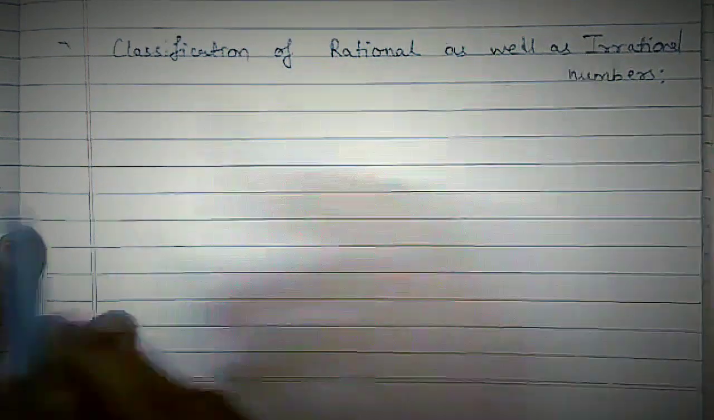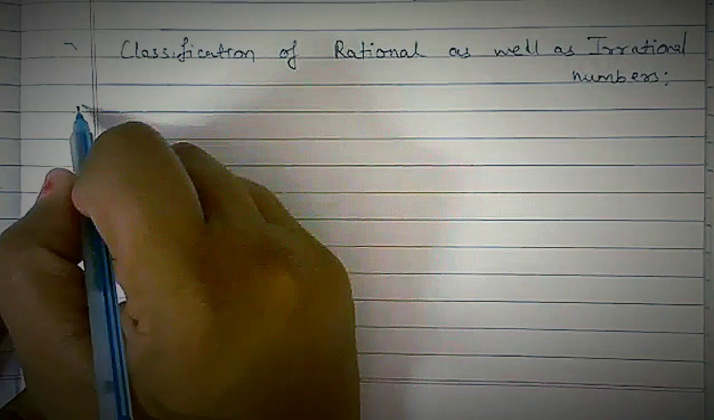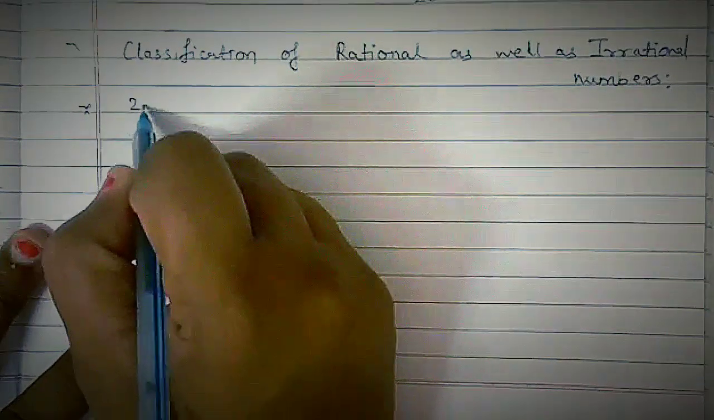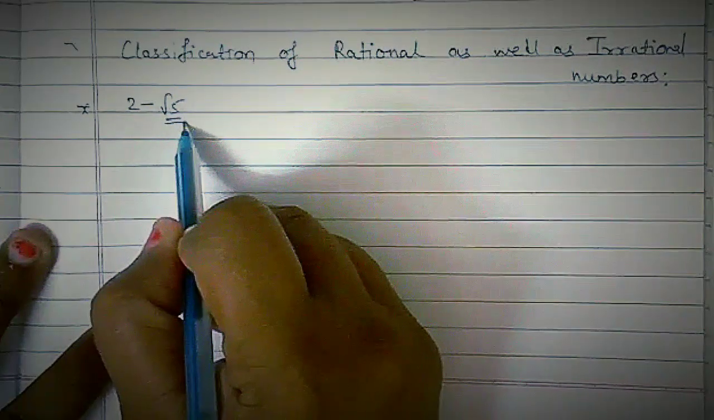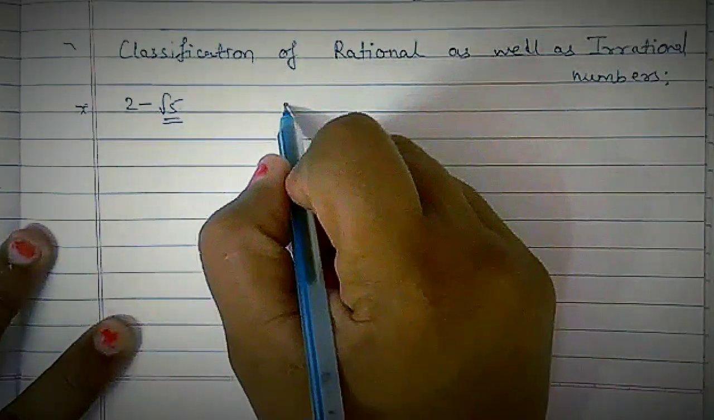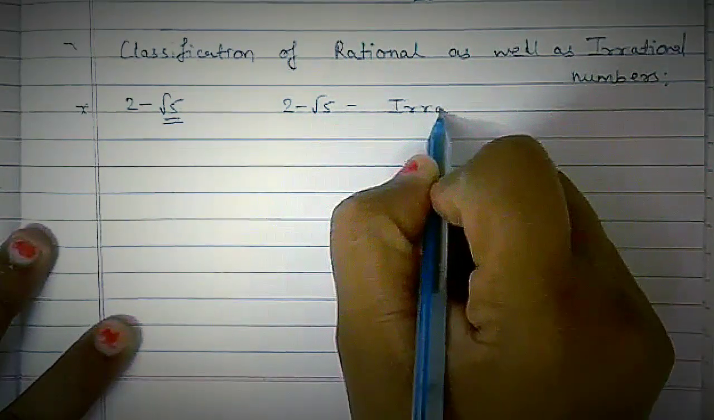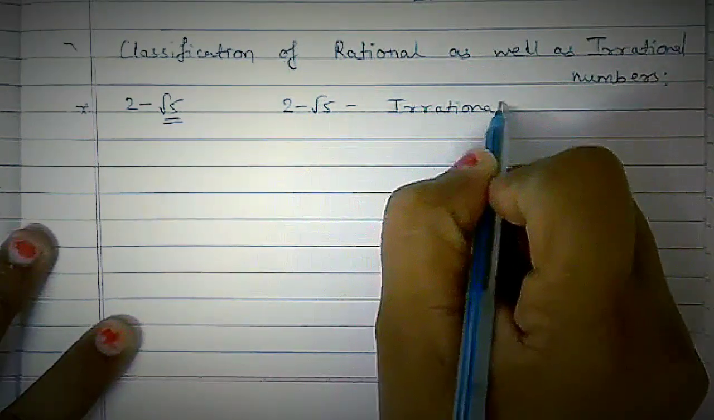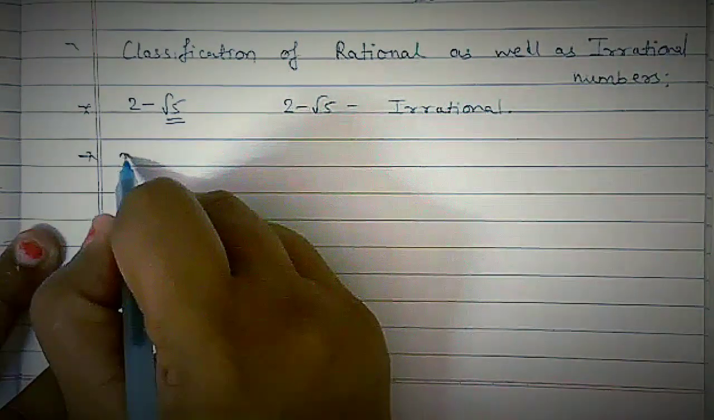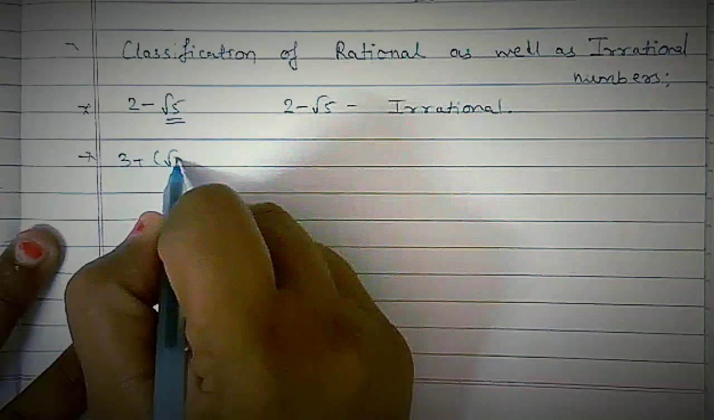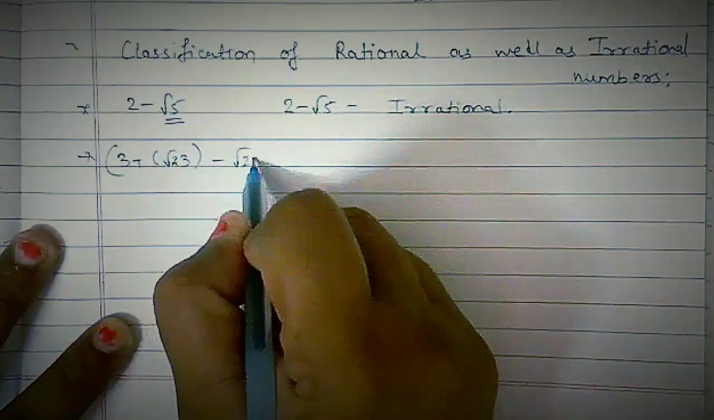Classification of rational as well as irrational numbers. We will learn certain examples. For example, 2 minus root 5. Now as root 5 is irrational, this 2 minus root 5 will be an irrational number, right? Same way, we have one more example, 3 plus root 3, root 23 minus root 23.